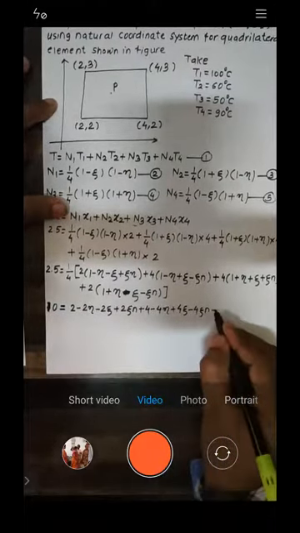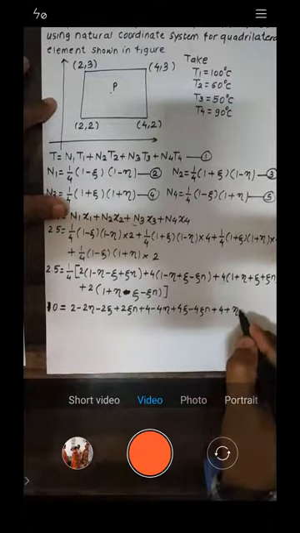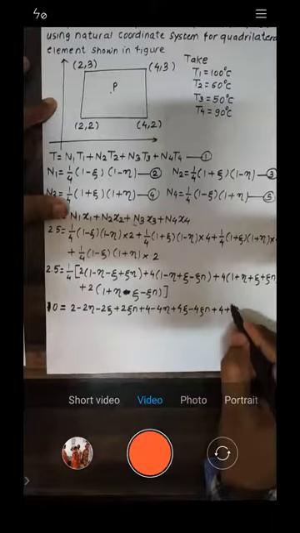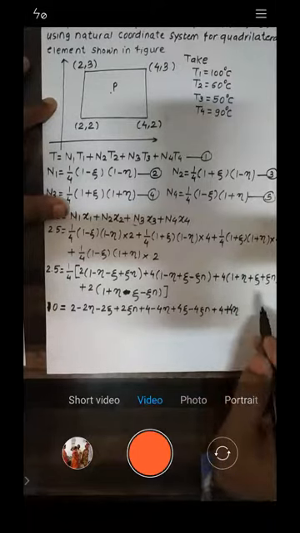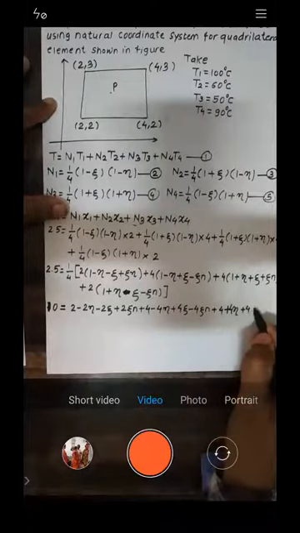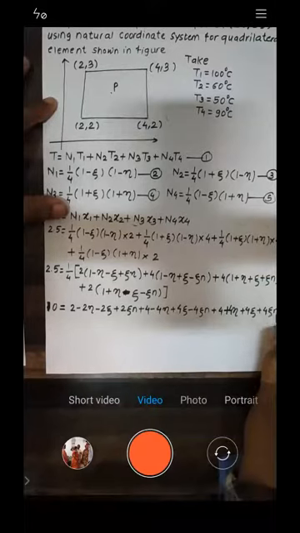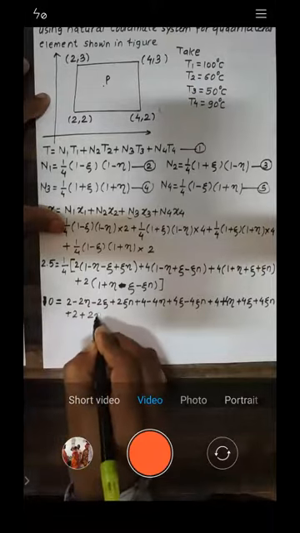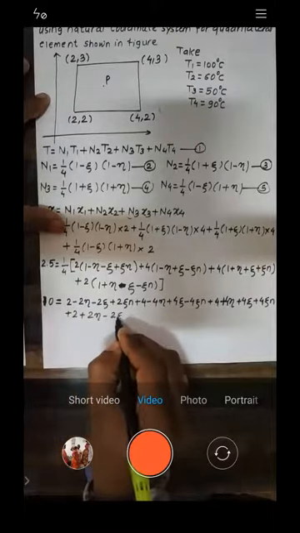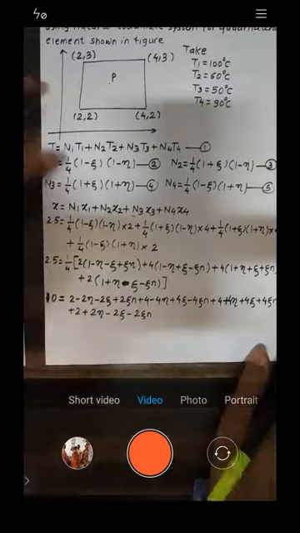Next, again, this is 4 plus neta, 4 plus 4 neta, right? 4 plus 4 neta plus 4 zeta plus 4 zeta neta, right? Plus 4 zeta. Next, plus 2 neta minus 2 zeta minus 2 zeta neta. Is it okay? Let me know.